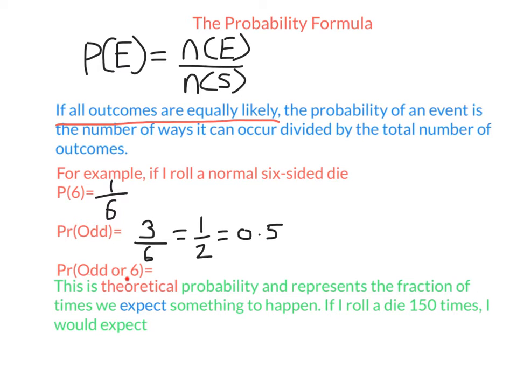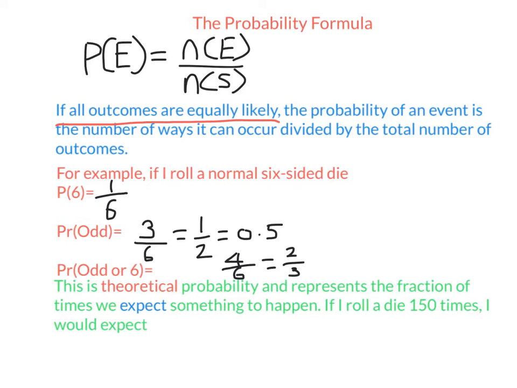So what's the probability I get an odd number or a 6? So this time there are 4 ways I can get this. I could get a 1, a 3, a 5, or a 6. 4 ways I can get it out of 6 in total, which just simplifies to 2/3.